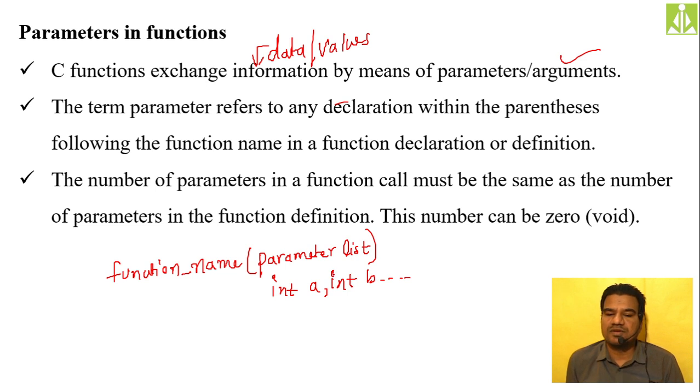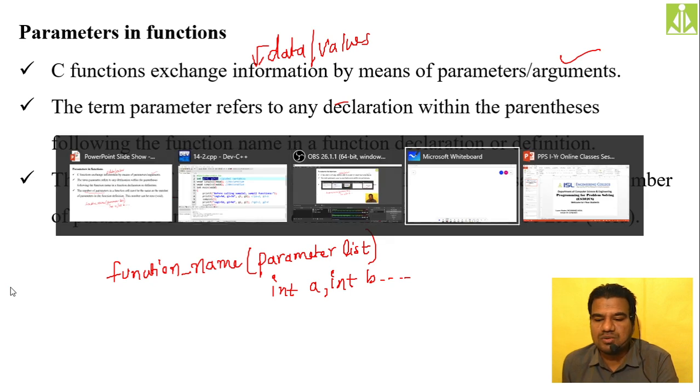The term parameter refers to any declaration within the parenthesis following the function name in the function declaration or definition. In both cases we do like this, and in the case of function calling also we pass the parameters. The number of parameters in a function call must be the same as the number of parameters in the function definition. The parameter count should match in all the cases.